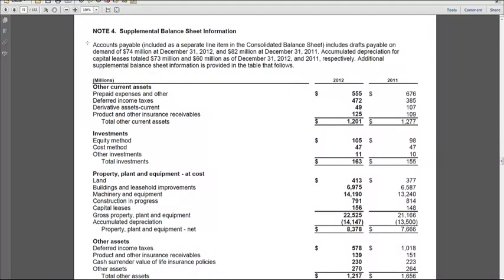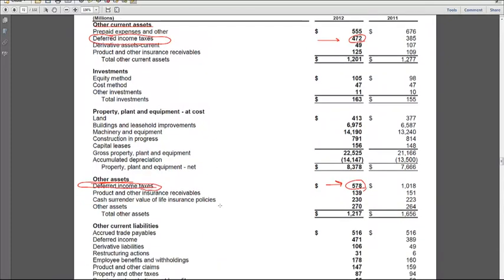Jumping ahead to footnote 4, supplemental balance sheet information, which is on page 66. Here's where we can see the details on the deferred taxes. So in other current assets, there's current deferred income taxes. Under other long-term assets, here we have long-term deferred income taxes. So there's about $578 million in long-term, about $472 million in current. So these are expected to reverse in the next year. These are expected to reverse beyond the next year.